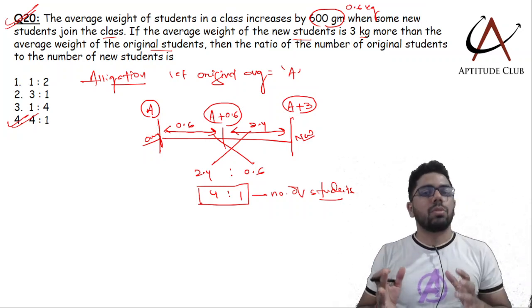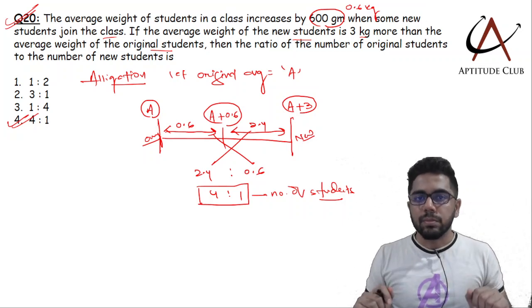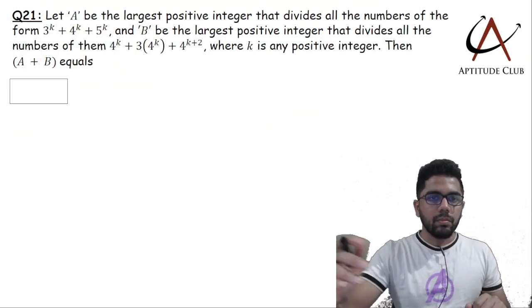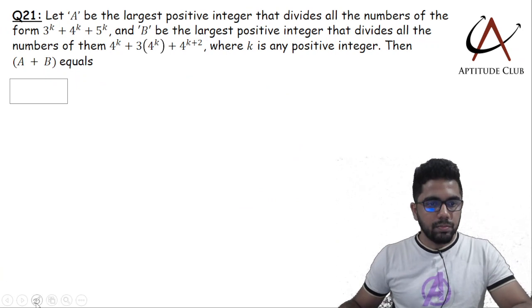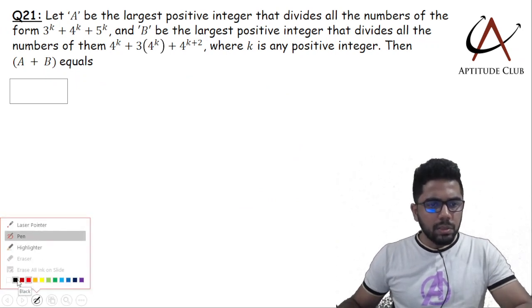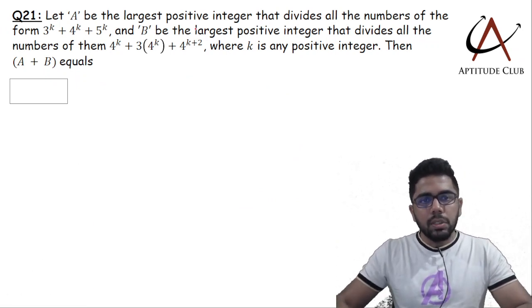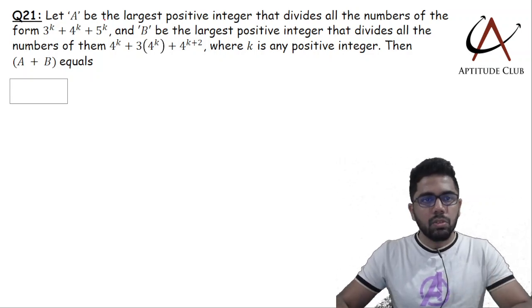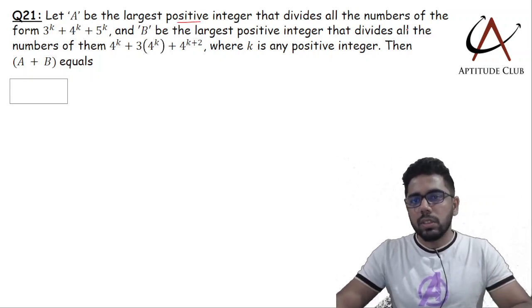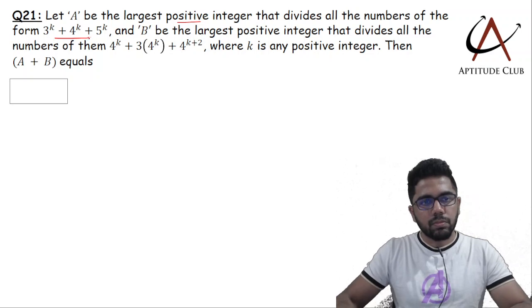तो वो clarity of thought also is very much crucial. Okay, let us see this one. ये भी काफी इजी क्वेश्चन है. लेट ए बी द लार्जेस्ट, दिख रहा है डिफिकल्ट, देखो कितना इजी वे में सॉल्व हो गया. ए बी द लार्जेस्ट पॉजिटिव इंटीजर दैट डिवाइड्स ऑल द नंबर्स ऑफ द फॉर्म.